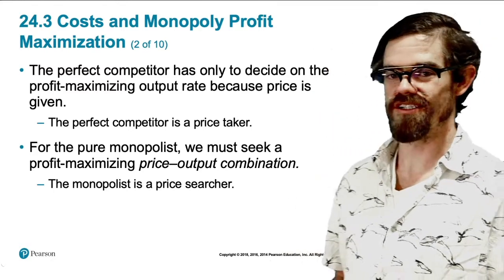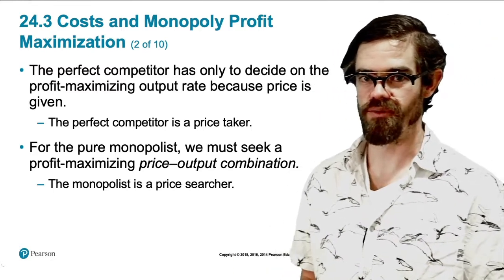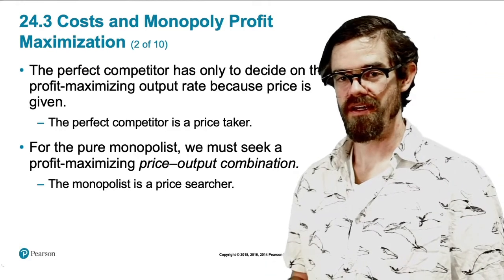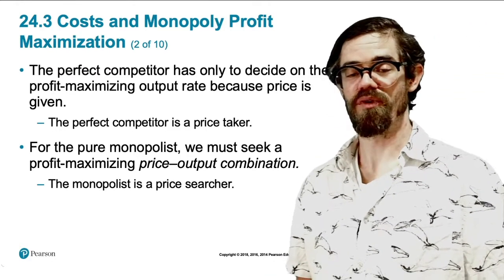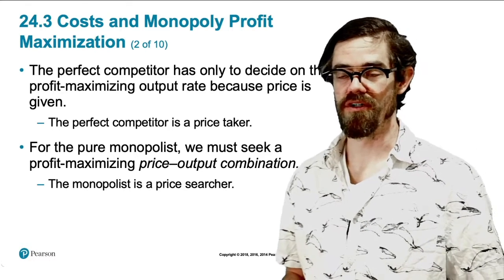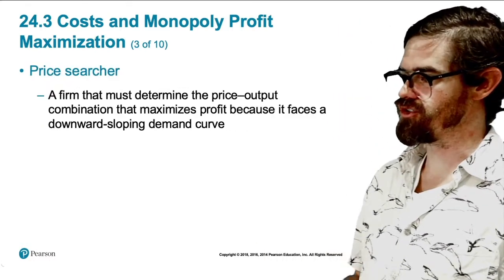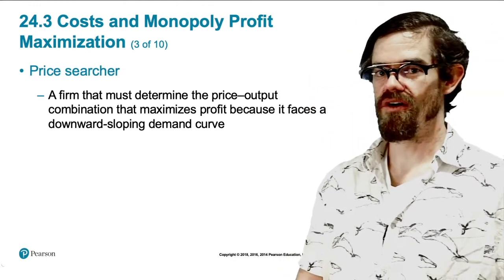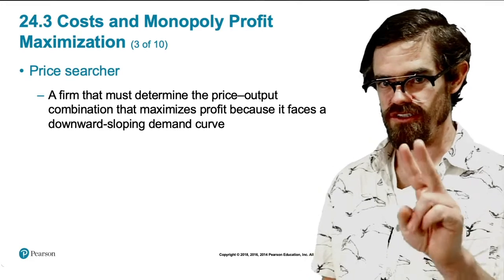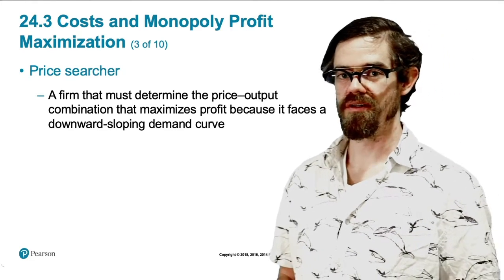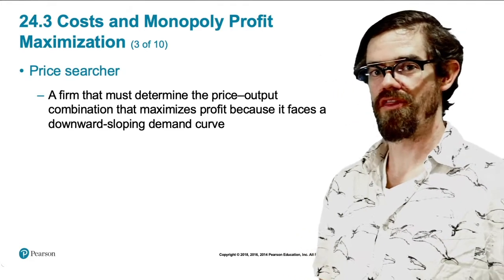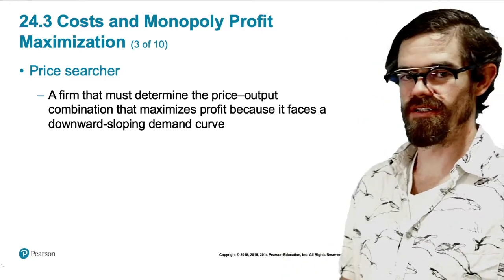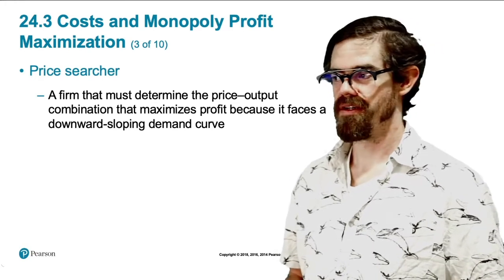They're looking for a price-output combination, not just an output level like the perfect competitor. They're looking for output and then what price they have to charge so they can sell all that output. So they're a price searcher or a price maker. As it turns out, all these other firms that we're going to see, so we're going to see two other types of firms after this chapter, but every firm other than perfectly competitive firms are price searchers. And it's because they face a downward sloping demand curve.